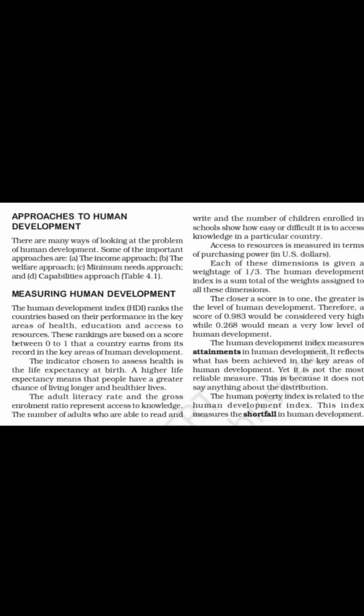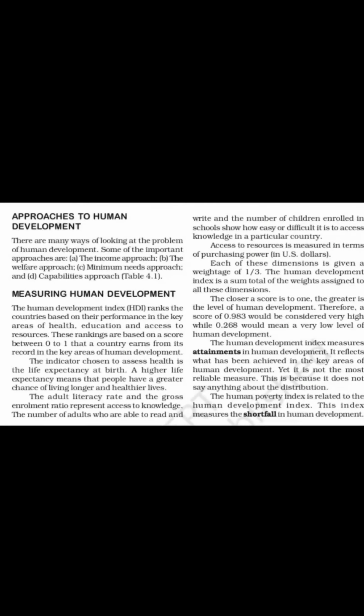Based on the 3 parameters, that is health, education and access to resources, the HDI ranks of the countries are calculated. Each dimension is given a weightage of 1/3. The Human Development Index is a sum total of the weights assigned to all these dimensions. Thus, the rankings are based on a score between 0 to 1 that a country earns from its record in the key areas.